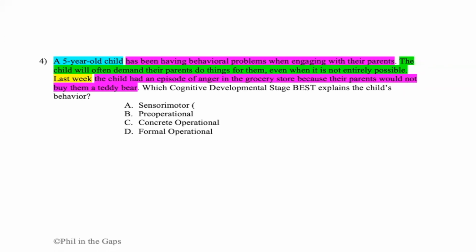A, sensorimotor, is 0 to 2 years old because they're utilizing their senses and motor activity to navigate their environment. B, pre-operational, emphasis on pre. They're prior to navigating and working with other individuals. That is going to be 2 to 7 years old. C, concrete operational. Again, think of a concrete block. They're constructing things and having a cause and effect relationship with their environment. That is going to be 7 to 11 years old. D, formal operational. They're able to come up with formal plans. This is 11 years old and beyond.